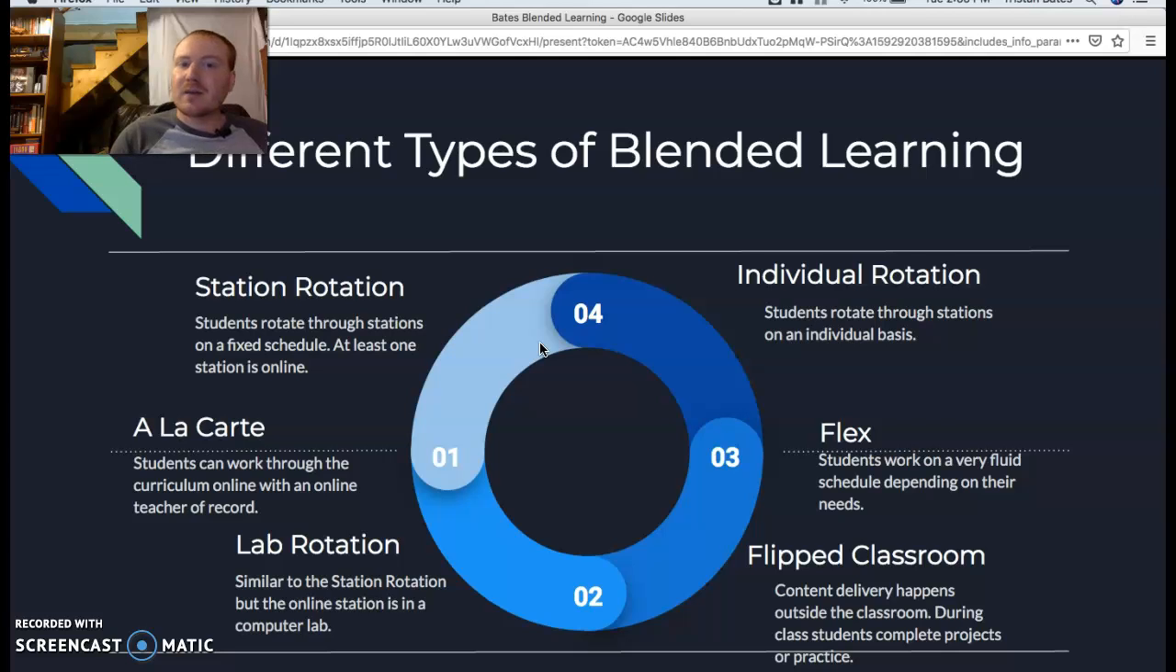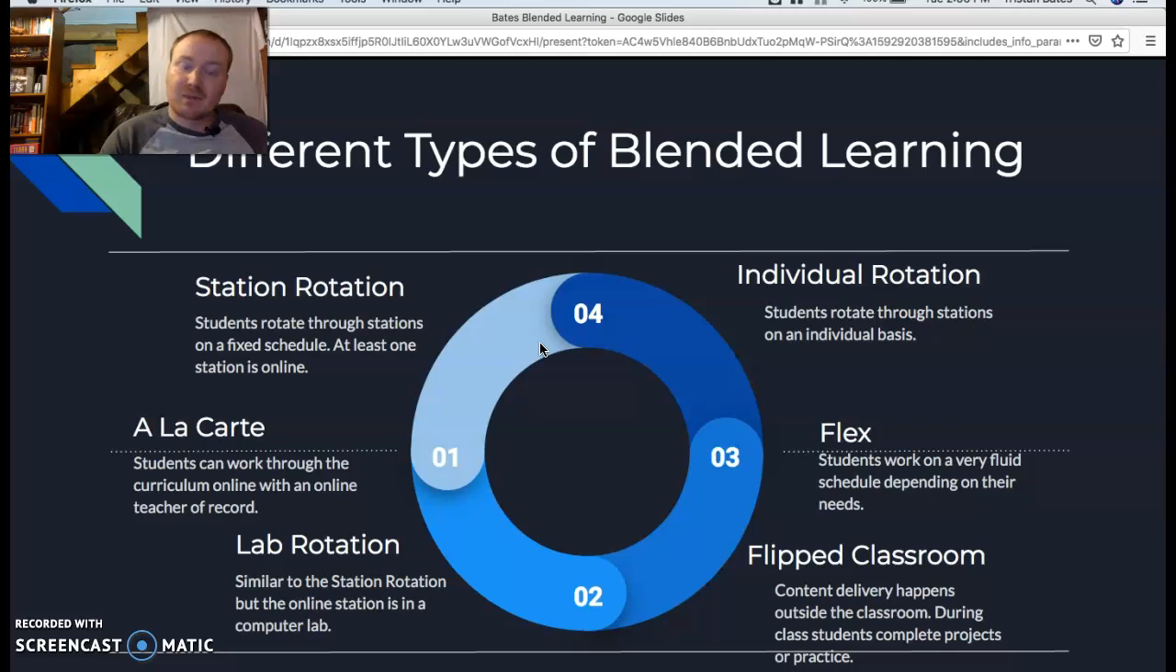Station rotation, where the students rotate through those stations. They have a fixed schedule, and then at least one of those stations is online or uses technology in some manner. And then there's a couple different versions of that, like the individual rotation, where the students rotate through those stations, but they're more on an individual basis. So you can individualize the learning a lot more. You had lab rotation, which is, again, similar to the station rotation, but this time the online station is in a designated computer lab. I would find that hard to do at my level because at the high school level, we don't have a set computer lab.